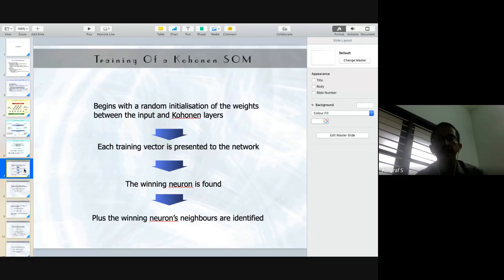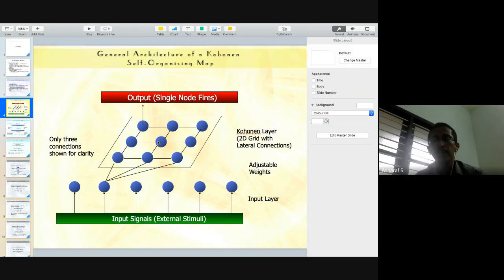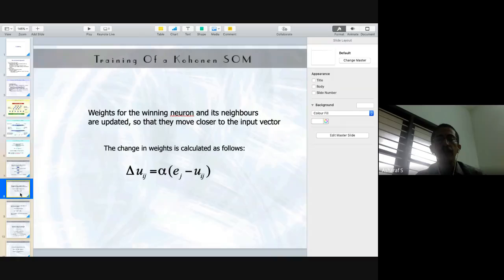And once that is done, you try to update the weights of the winning neuron and its neighborhood. That's the primary operation over here. So let's assume that this is the winning neuron for a particular input presented to the network. The winning neuron and those in its neighborhood will get their weights updated. Let's look at the formal weight update formula. The weights of the winning neuron and its neighbors are updated so that they move closer to the input vector.